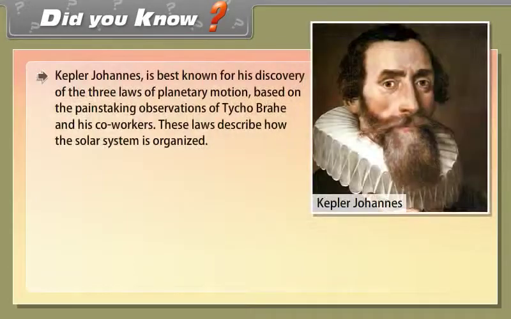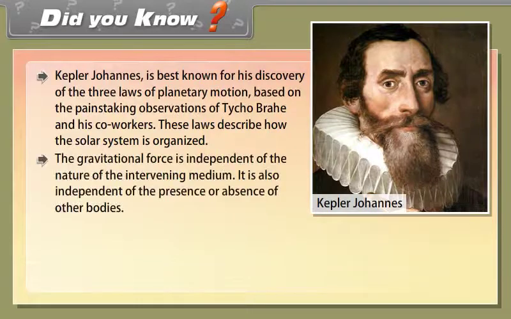Did you know? Johannes Kepler is best known for his discovery of the 3 laws of planetary motion, based on the painstaking observations of Tycho Brahe and his co-workers. These laws describe how the solar system is organized.